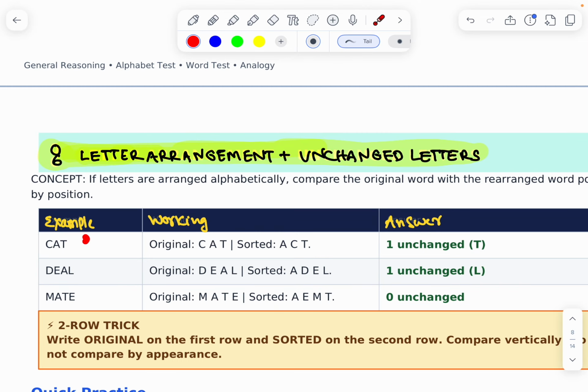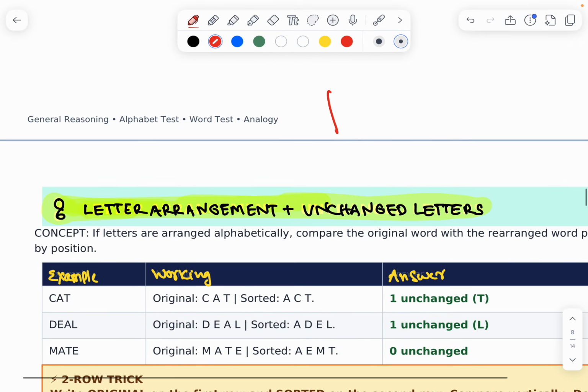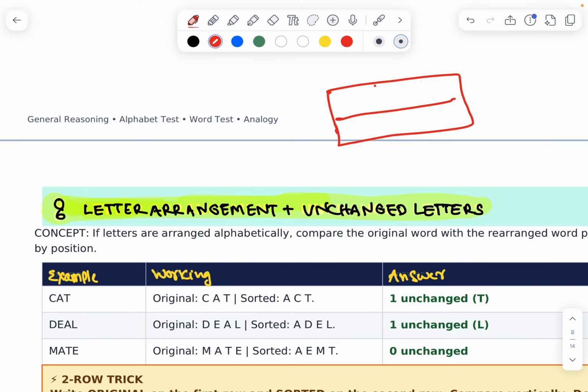In the first question, they have given the word cat. Suppose the word cat is arranged according to the alphabetical dictionary model, which letter is unchanged? This is the question. I am writing here the given question, cat. CAT is the given word. According to alphabetical order, ACT.